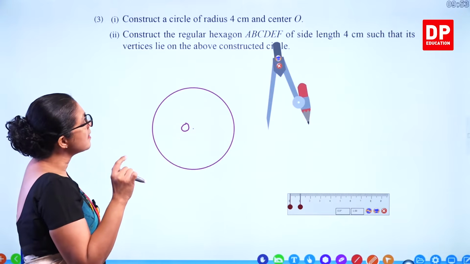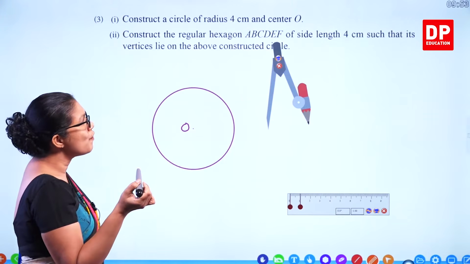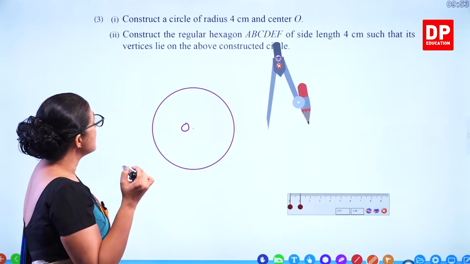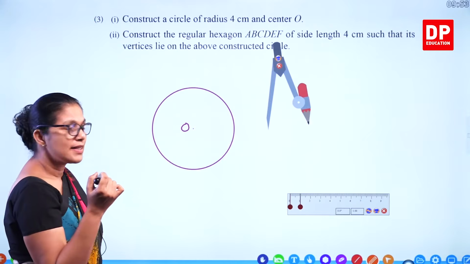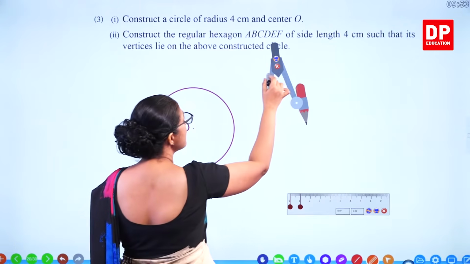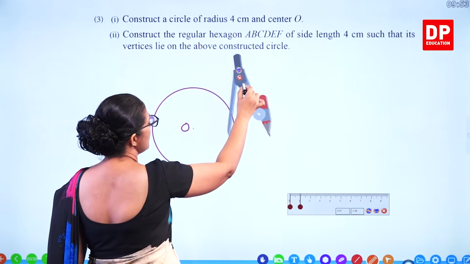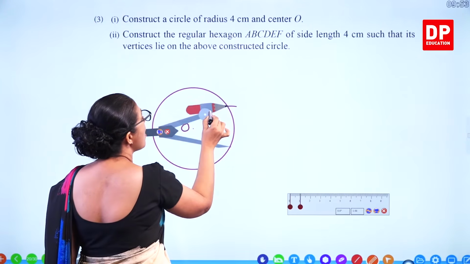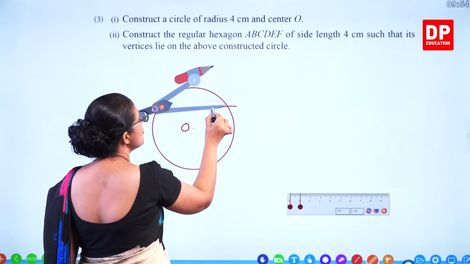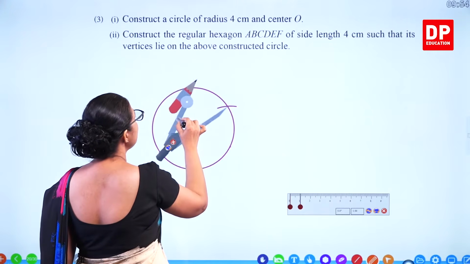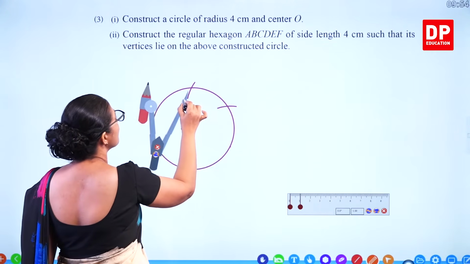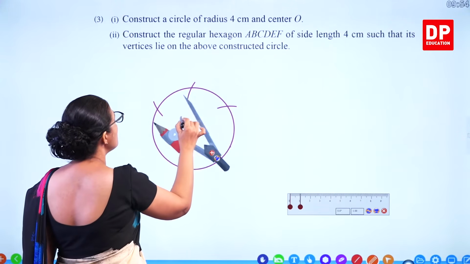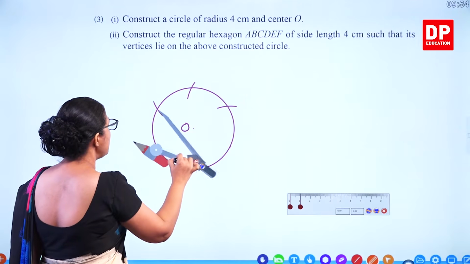Construct the regular hexagon ABCDEF of side length 4 centimeters such that its vertices lie on the above constructed circle. So how do we construct a hexagon? You take any point on the circle and you draw arcs around the circle. So you get 6 arcs like that. And don't change the length, equal length. This length should be equal to the radius.